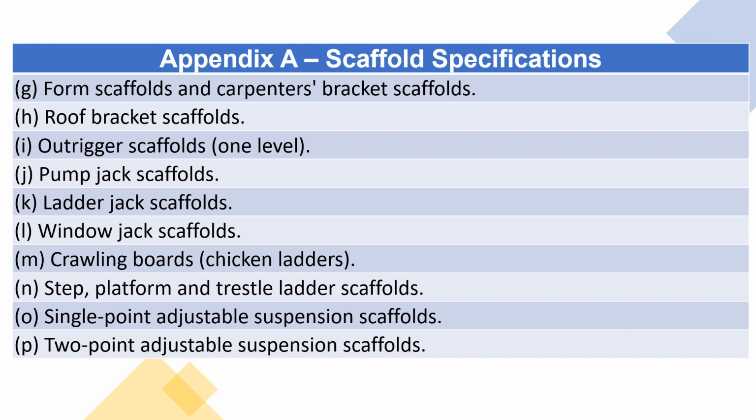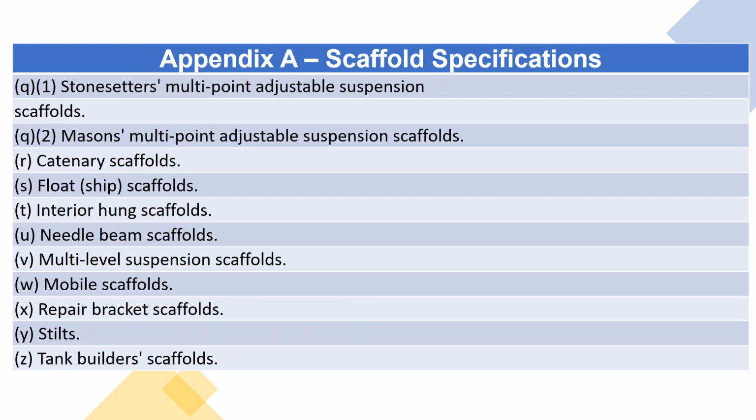L. Window jack scaffolds. M. Crawling boards, chicken ladders. N. Step, platform and trestle ladder scaffolds. O. Single-point adjustable suspension scaffolds. P. Two-point adjustable suspension scaffolds. Q. 1. Stonesetters multi-point adjustable suspension scaffolds. Q. 2. Masons multi-point adjustable suspension scaffolds.